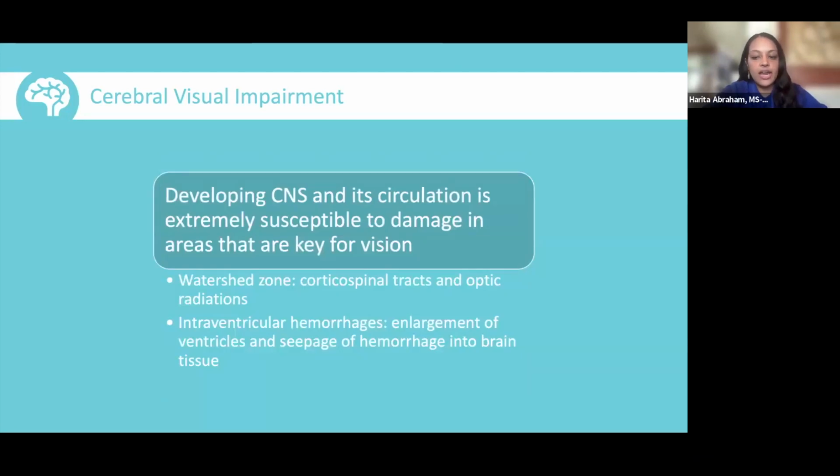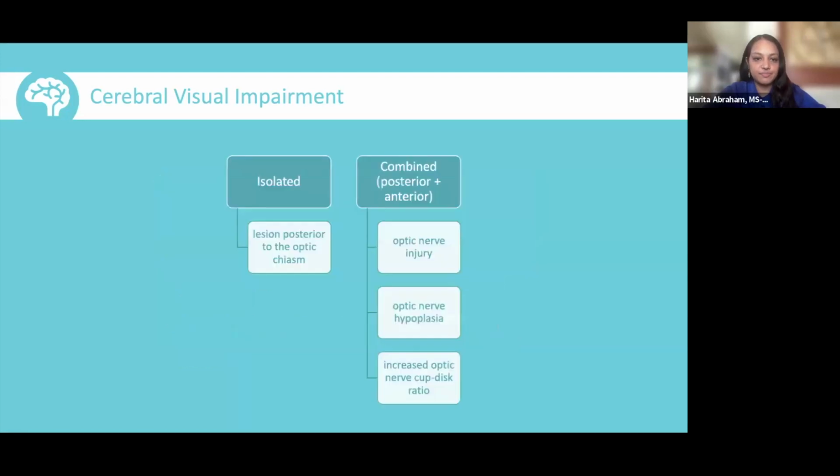And just expanding on that idea a little bit more. Our central nervous system as it's developing, and its circulation, is extremely susceptible to damage in areas that are key for vision. So for example, the watershed zones, if there's damage to that, you're going to see defects in the corticospinal tracts and optic radiations. In the case of intraventricular hemorrhages, when you see that bleeding, you can see the enlargement of ventricles and the seepage of that hemorrhage into brain tissue, thus damaging tissues necessary for vision processing.